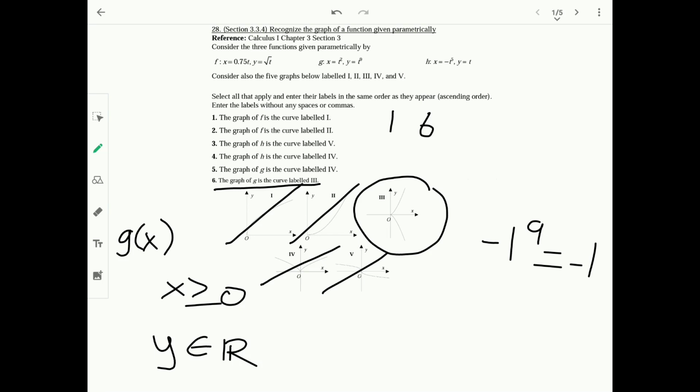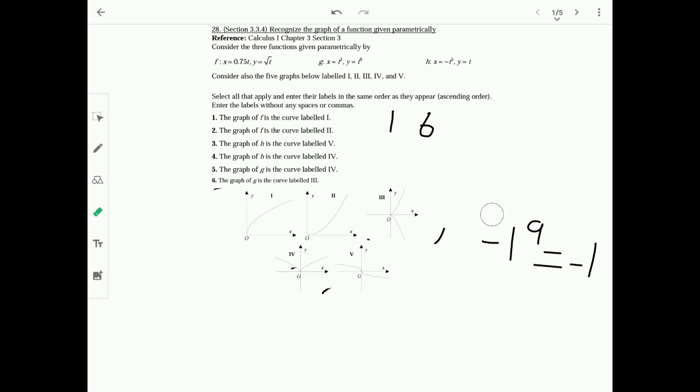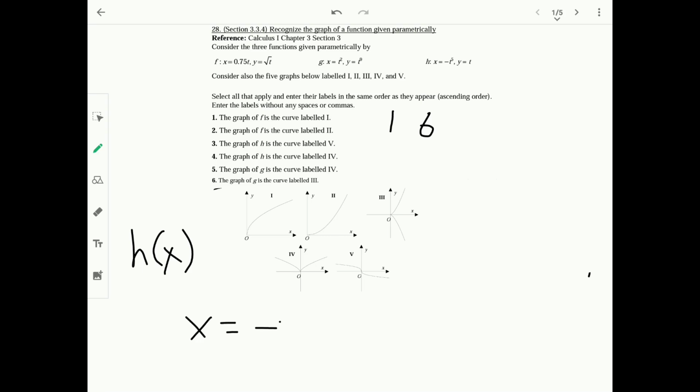I'm gonna put 6 here because one more has to be the answer. So let's just see what h is now, and then we'll finalize this question. Okay, h of x now. X is equal to minus t to the power of 5, y equals t. Since y is t, then x is equal to minus y to the power of 5 immediately.